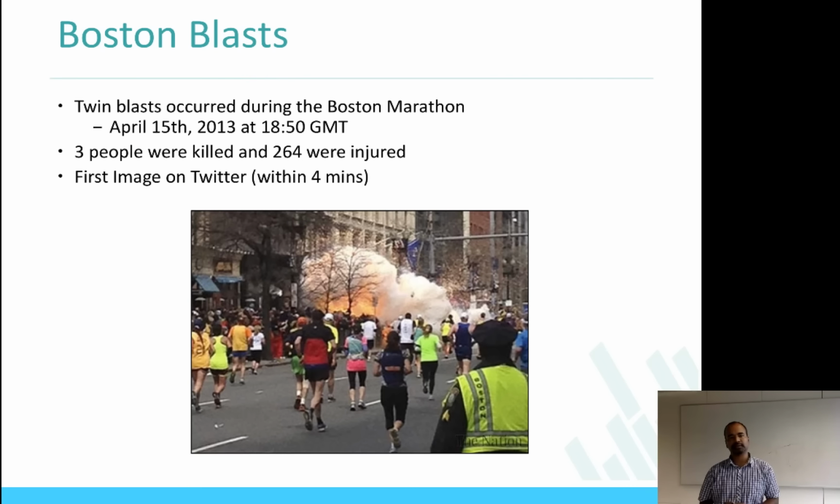Now let's look at an event, the Boston Blast. Again, we'll use this technique of looking at events. Through the events, I'll inject a lot of techniques that we will study in this class, and terminologies also that we'll see. It was a twin blast that happened in April 2013. 3 people were killed and 264 were injured. The first image came on Twitter within 4 minutes. It was the Boston marathon that was going on, and the blast at the finish line was the event that happened.